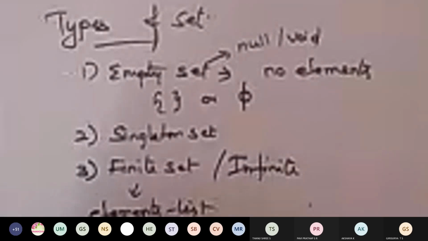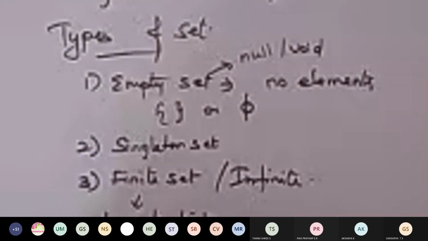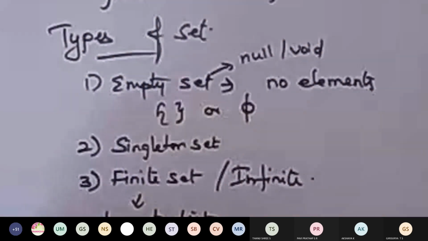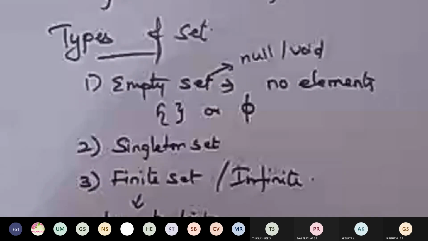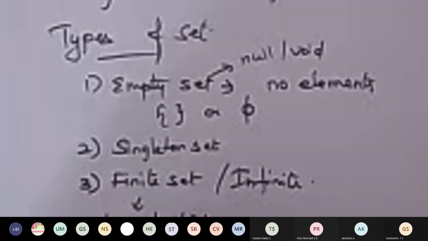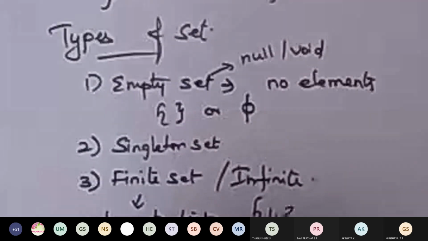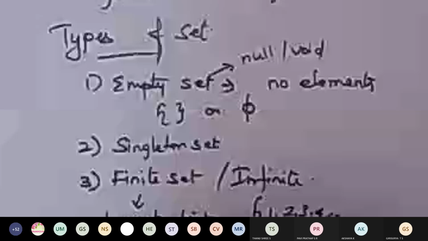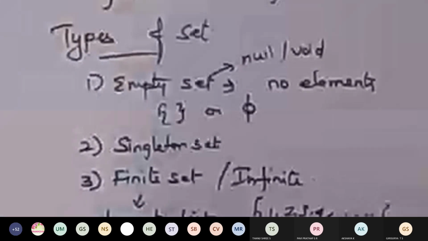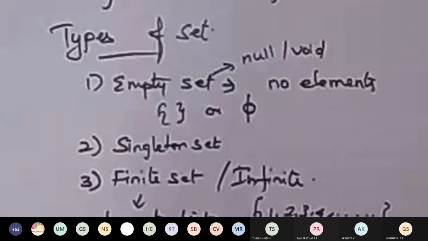Suppose I'm asking you to write single digit prime numbers. So 2, 3, 5, 7. So you are able to list all the elements based upon the given condition, right? And you're able to form a set. And this is called finite set. What is meant by infinite set? A set of natural numbers. You're not able to list all the elements in the natural number system. 1, 2, 3, 4, it goes on, right? Infinite numbers are there. Such kind of sets are called infinite sets.